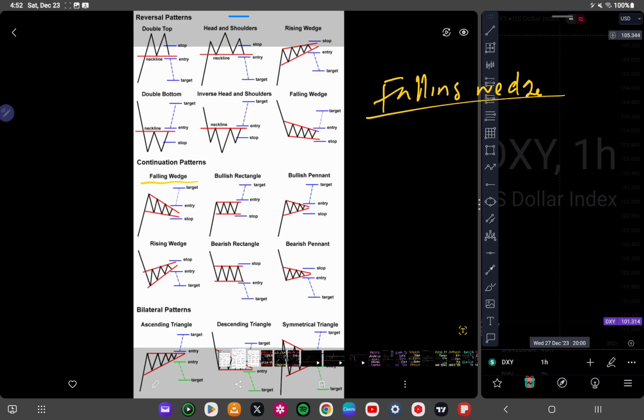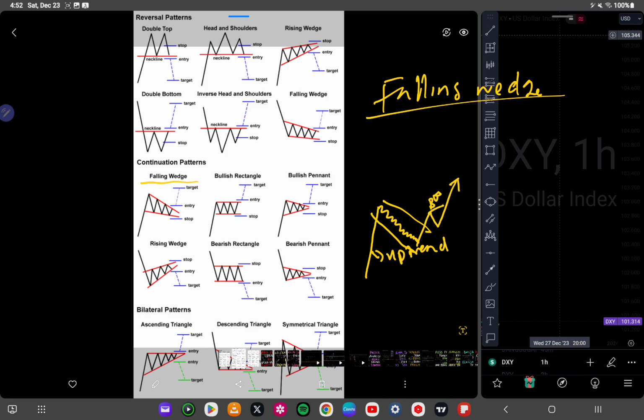So the falling wedge is a continuation. We are pushing to the upside, guys. This is an uptrend right here. Then we have a falling wedge, meaning the retracement fell, right? It gives us some sort of shape like this. Come back here, retest, break structure.